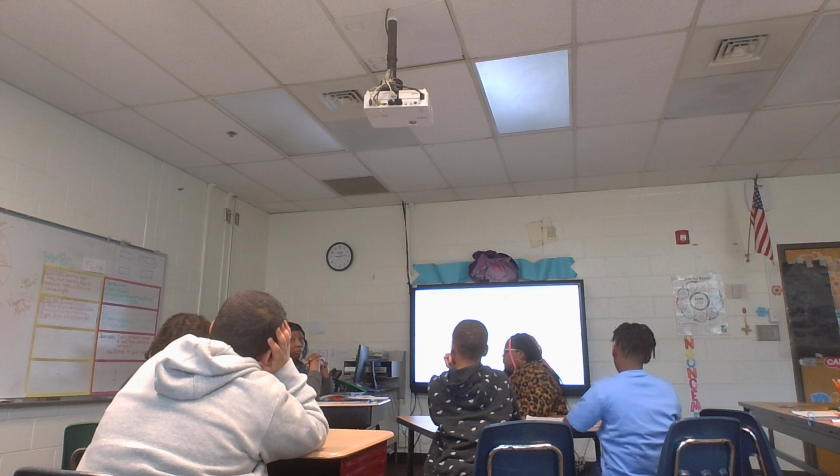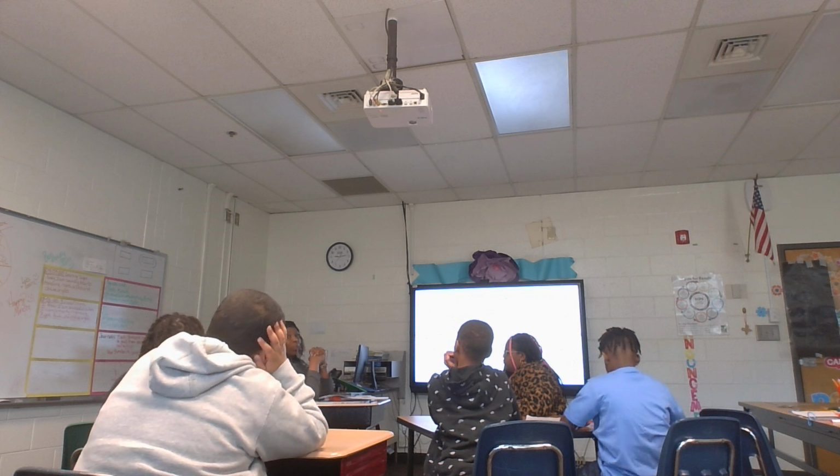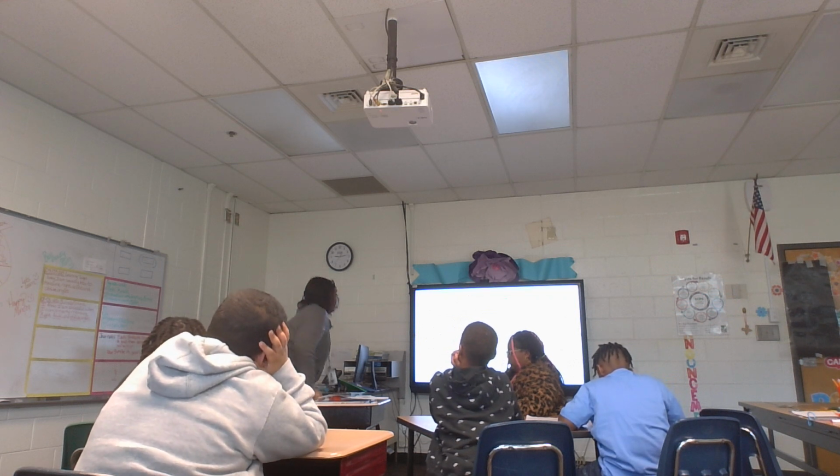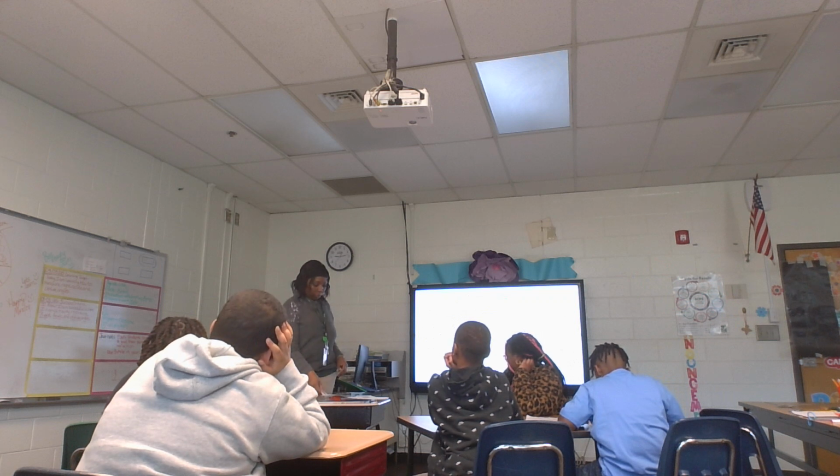Excellent work. Now that we know how to use a protractor, we can find the measure of an angle, and then we can use it to create angles.